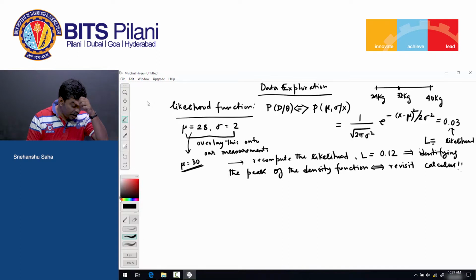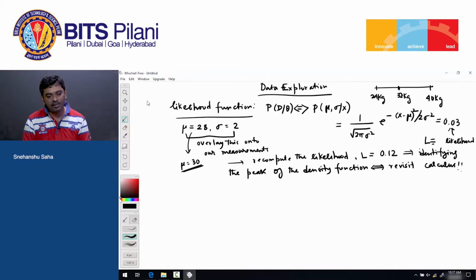We cannot do both likelihood estimations simultaneously. When you do the maximum likelihood estimation for the mean, you keep the standard deviation constant. And when you do it for the standard deviation, you keep the mean constant. Now, this is a single measurement. We observe the data once.